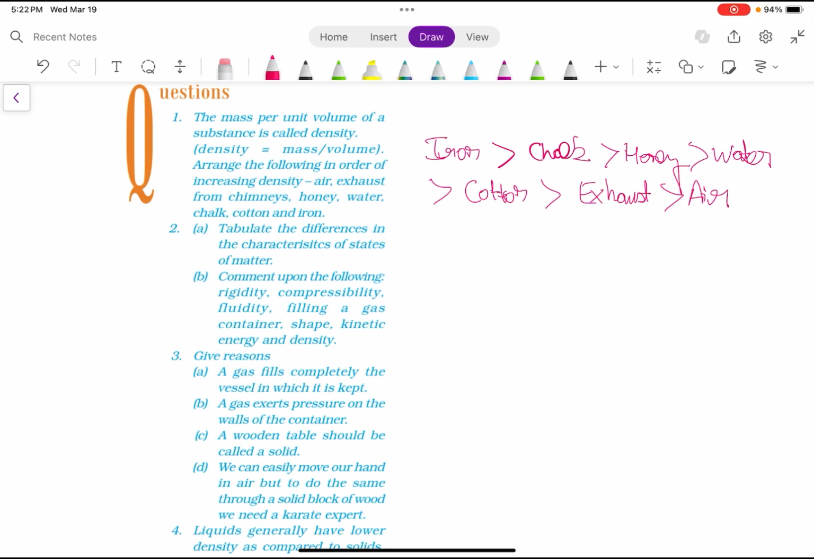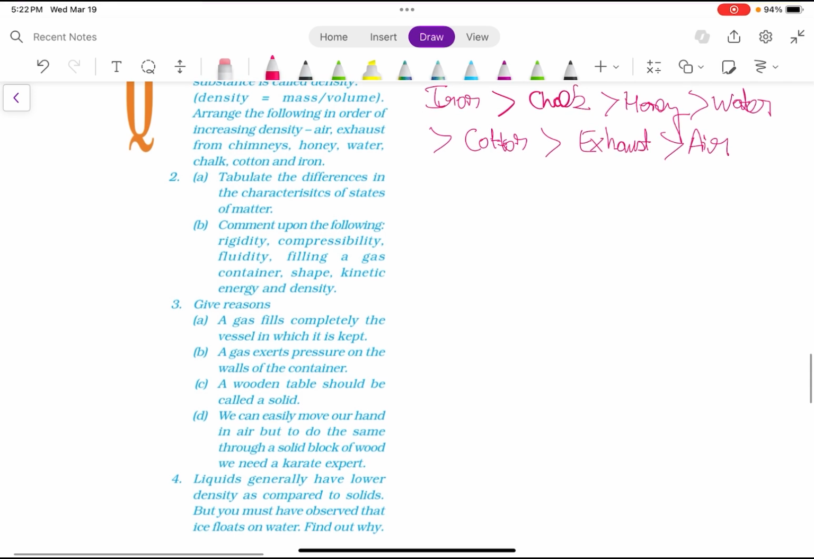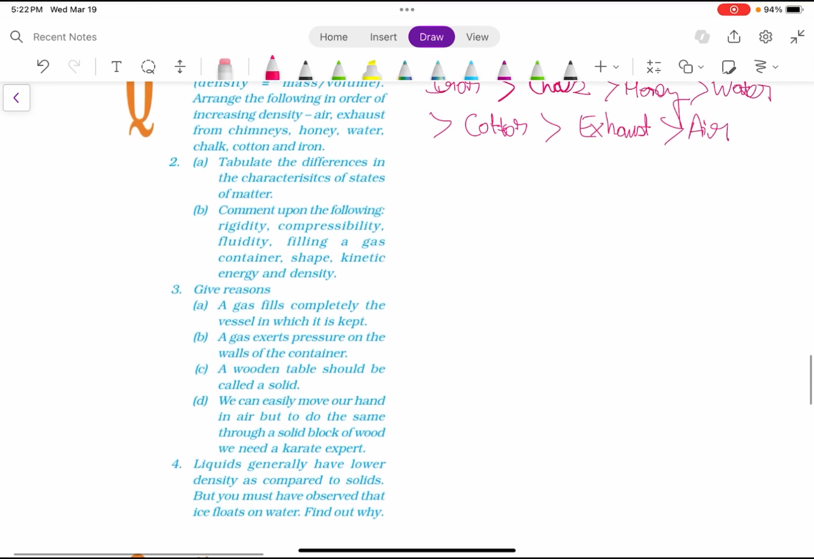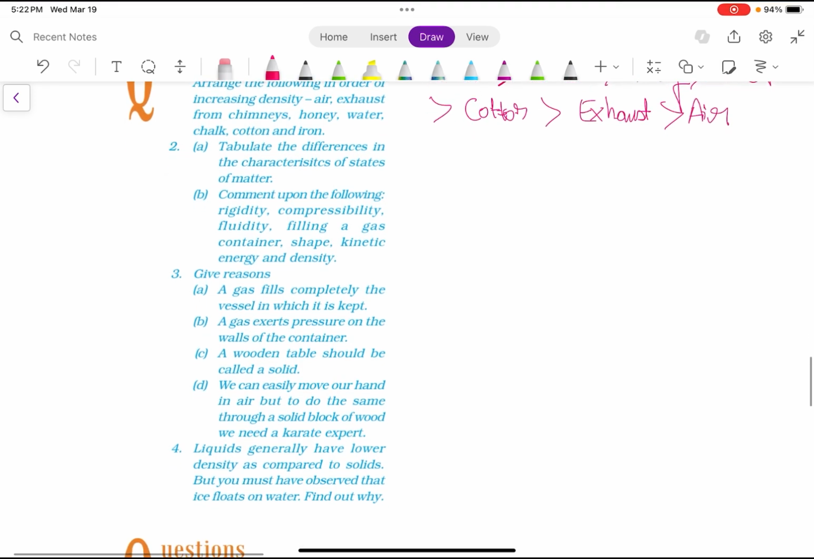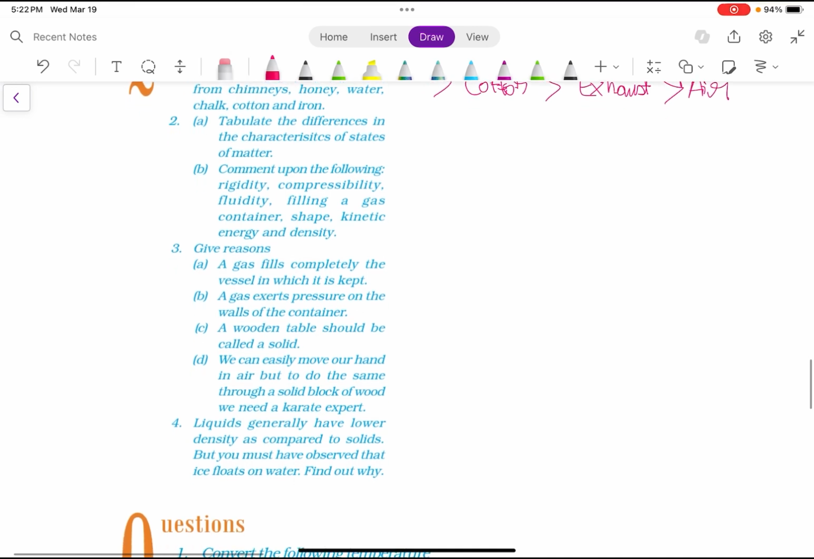Second question we have done in the previous video, so you can go and watch that video and see the differences in the characteristics of states of matter, and also the definitions of the following terms: rigidity, compressibility, fluidity, filling a gas container, shape, kinetic energy, and density.